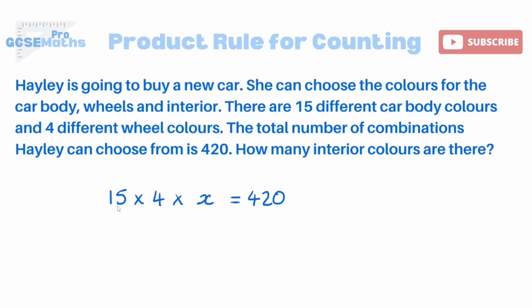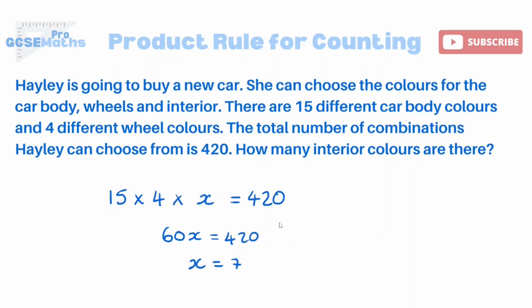So first I would do 15 times 4, which gives me 60x is 420, and then from here you can quite clearly see we need to move the 60 by dividing. So 420 divided by 60 is actually going to be 7. And there we go. The number of interior colours there are to choose from is 7. So you need to know how to do this process, not only in the correct order to find out combinations, but also if they give you the number of combinations, how you could work backwards.